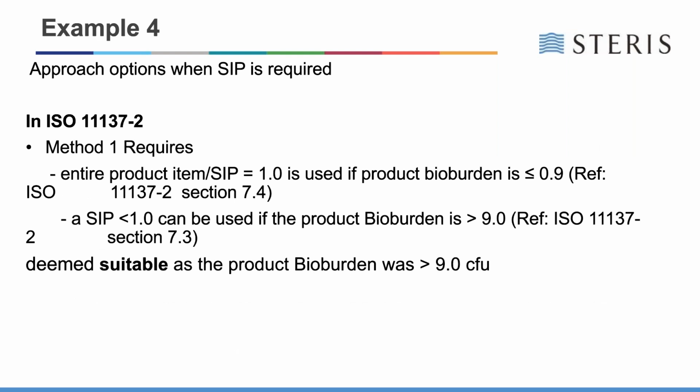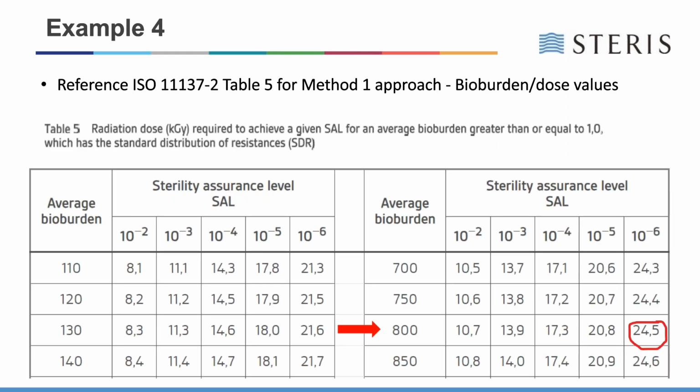Additional approach options, method 1 has a wide range again of options here. So the entire product must be used if the SIP is less than 9. However, a SIP of less than 1 can be used if the bioburden is greater than 9. It was deemed suitable since our product bioburden was greater than 9 and it's above the acceptable bioburden for use of a SIP. So method 1 is available.